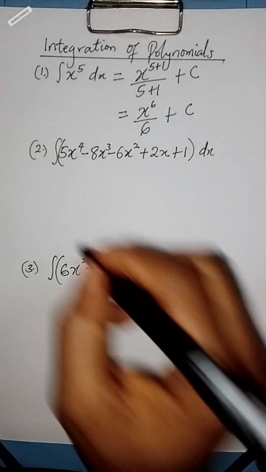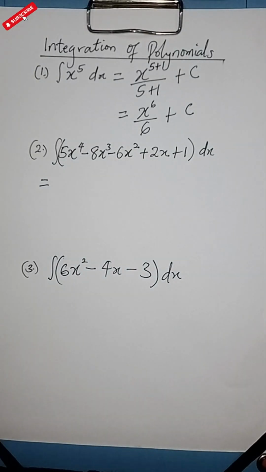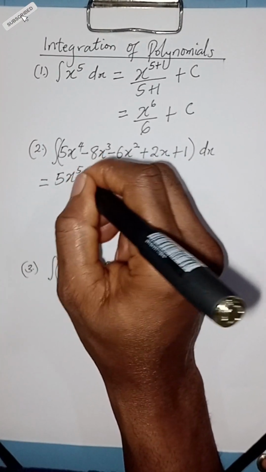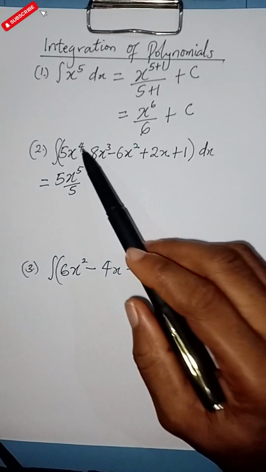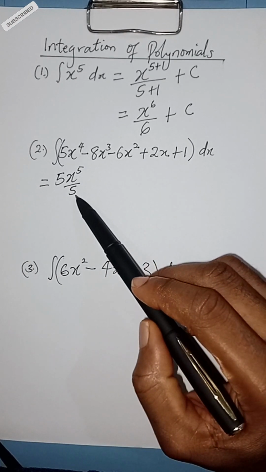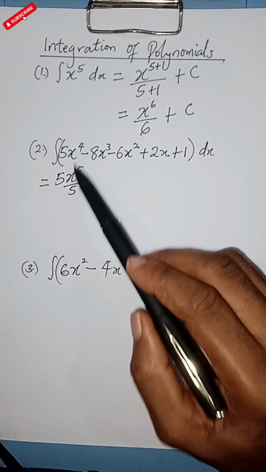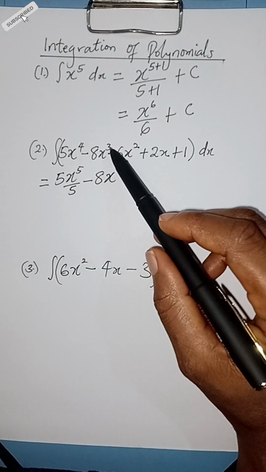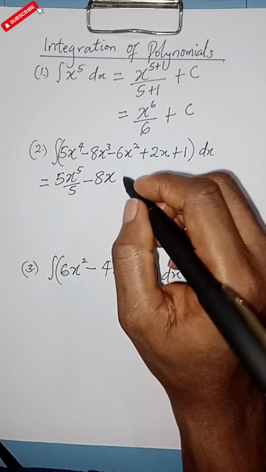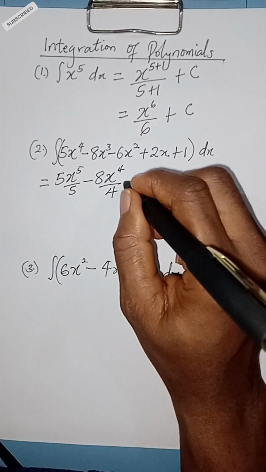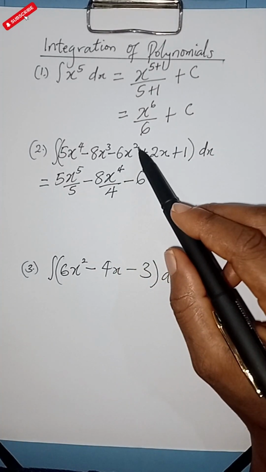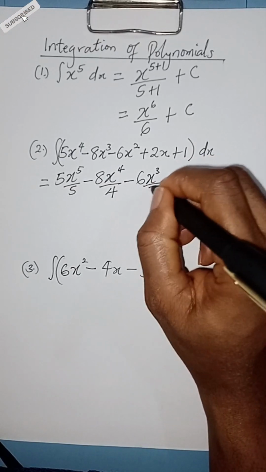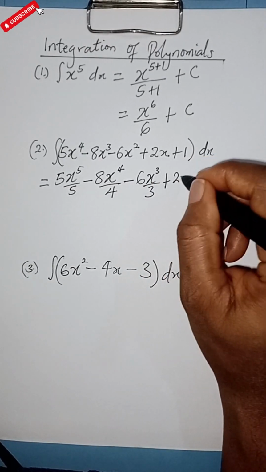Now what about this next question? Again, we're going to increase the power, so it's going to be 5x raised to the power 5 divided by 5. So the increase of this power is what you use to divide. Since I increase the power to 5, I'll divide by 5, minus 8x. I'm going to increase the power of this to 4 since it's 3, and then I'll divide by 4, minus 6. This is x raised to the power 2. I'm going to increase the power by 1, which is 3, and divide by 3, plus 2. I'm going to increase the power.